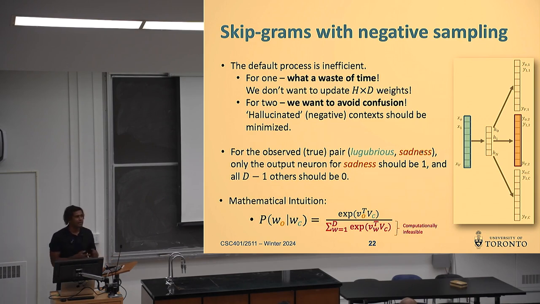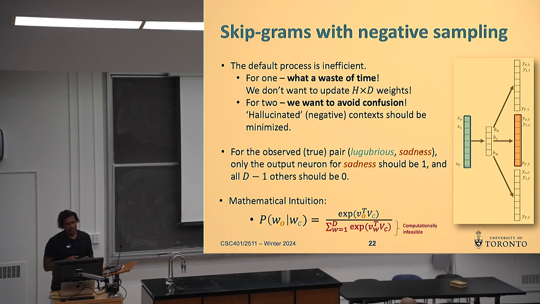And it's also a waste of time, because if we're trying to predict the context words for lugubrious, then think about words like zebra, rocket, or maybe maths makes you lugubrious, I don't know why. But the point is that we shouldn't have to take all the words in the vocabulary just to do this. We can sample and take relevant words.